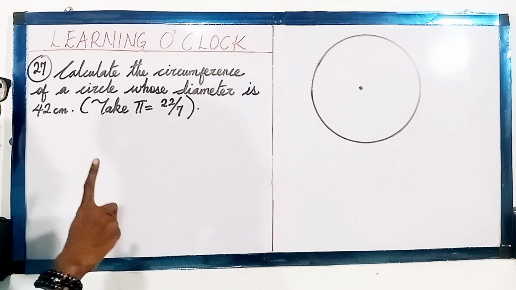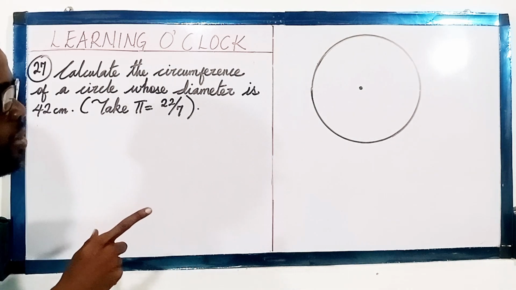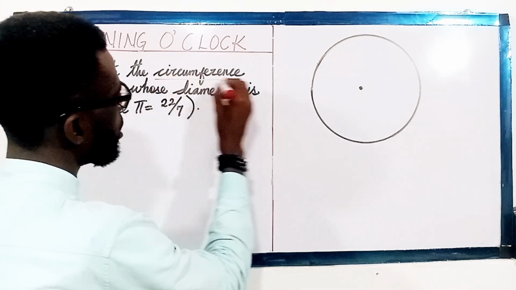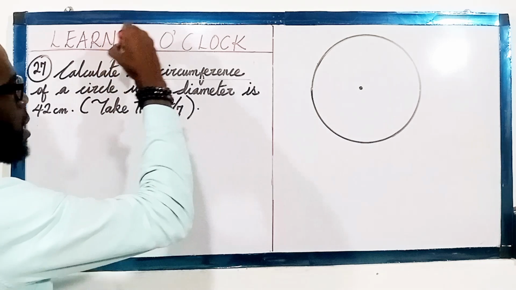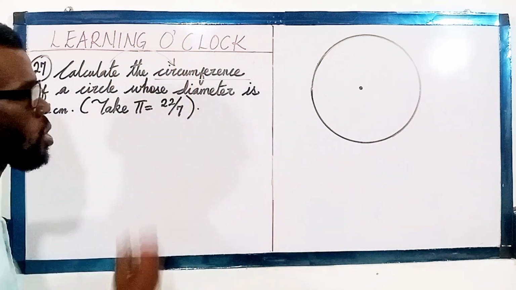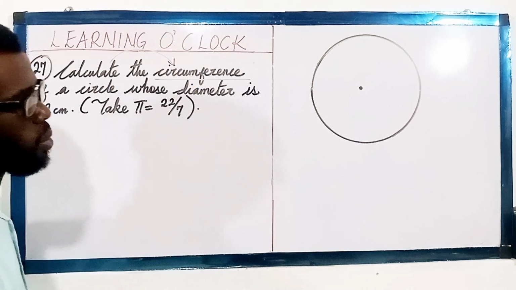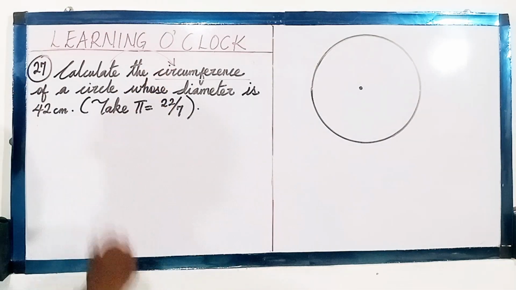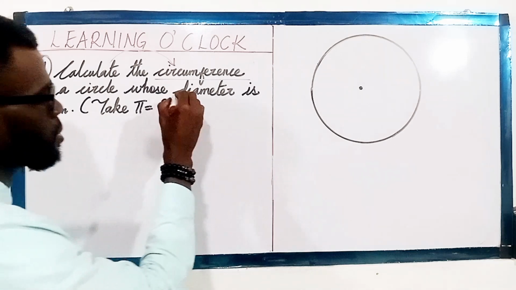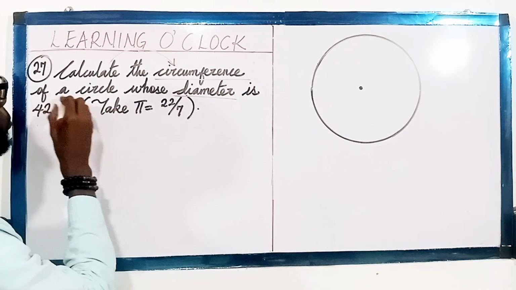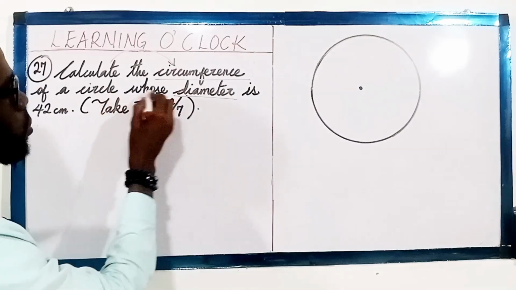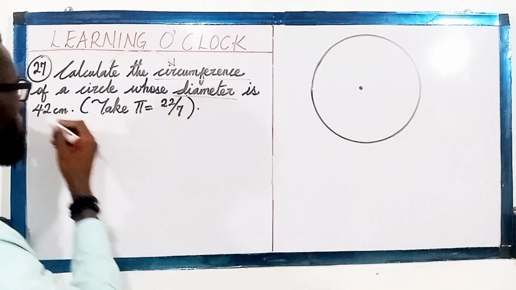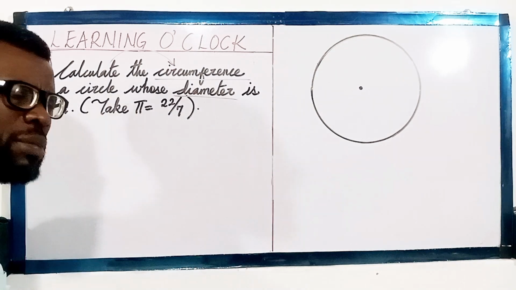So we need to interpret this problem correctly, right? Let's identify some words there. We have circumference. We are asked to calculate the circumference of a circle. We have this diagram here, a circle, right? We're asked to find the circumference. Another word, diameter of a circle, circumference of a circle whose diameter is 42 centimeter.